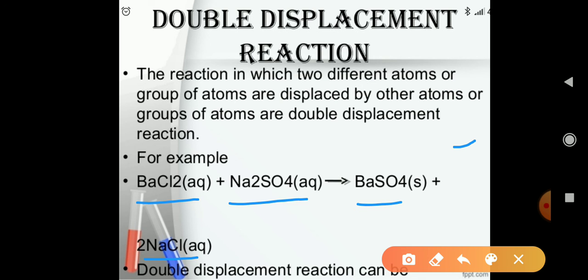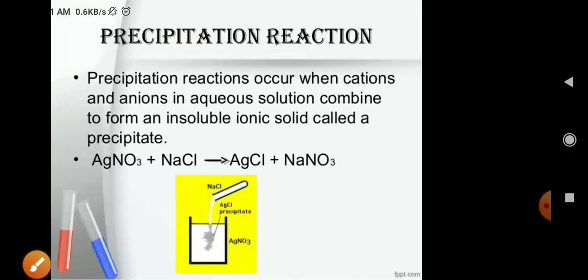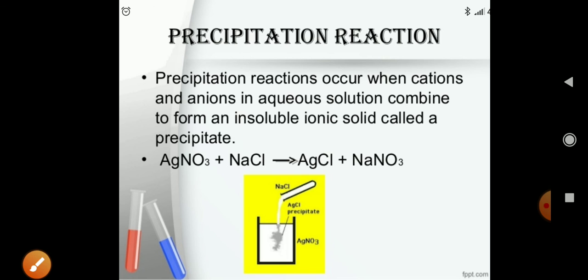Here Ba displaces sodium and sodium displaces Ba. So double displacement takes place and the products are now BaSO4 and NaCl. This is called double displacement type of reaction. Then the next type is the precipitation reaction. Now this is a subtype of double displacement.